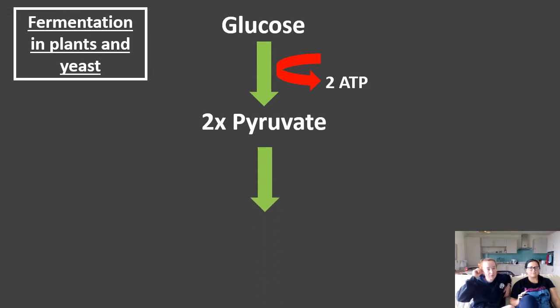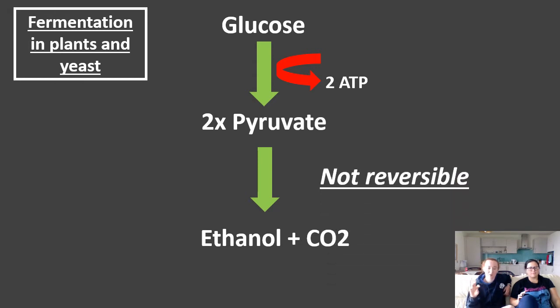But what then happens when there is no oxygen available is that 2-pyruvate gets broken down to ethanol, which is basically the chemical name for alcohol, and CO2, which is carbon dioxide. Again, knowing that that CO2 is the same as carbon dioxide. And crucially, this is not reversible. So whereas in animals it becomes lactate, which is reversible when oxygen becomes present, this is not reversible.